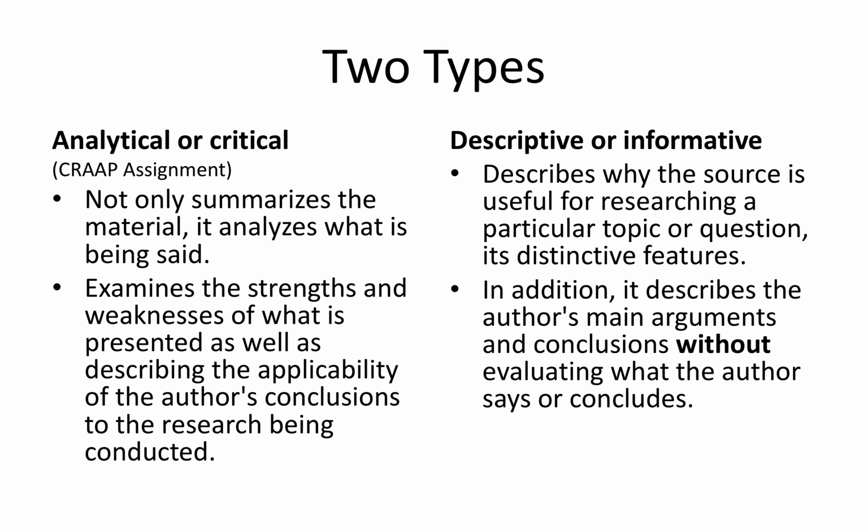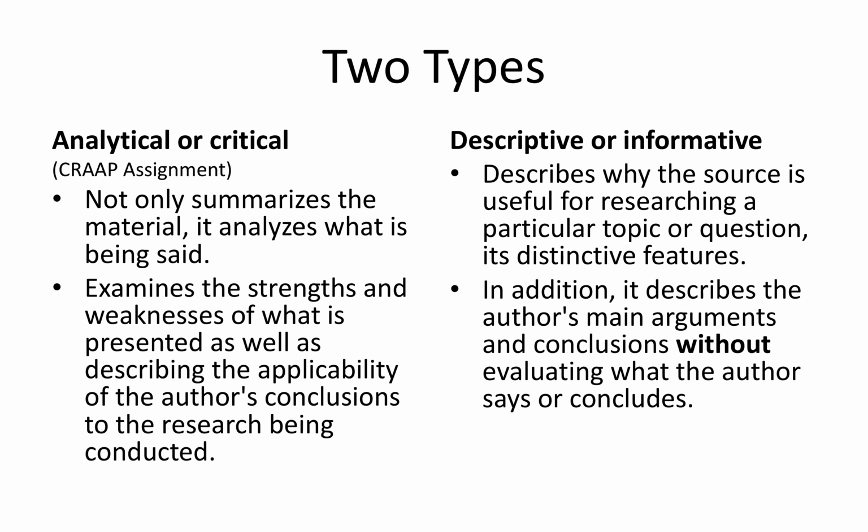There are two basic types. There's the analytical critical annotated bibliography, which summarizes the material and then analyzes it for strengths and weaknesses in the information that's presented in it. You already did this. This is the CRAP assignment that you just got done doing. So the CRAP assignment is a type of annotated bibliography. It's the critical annotated bibliography.